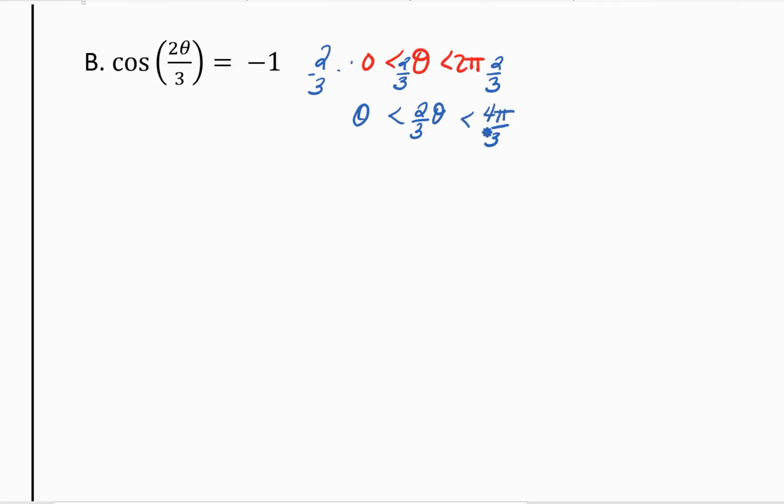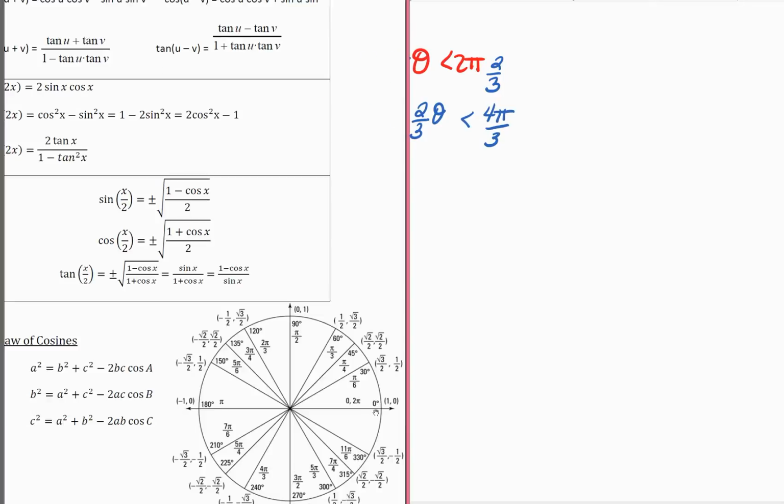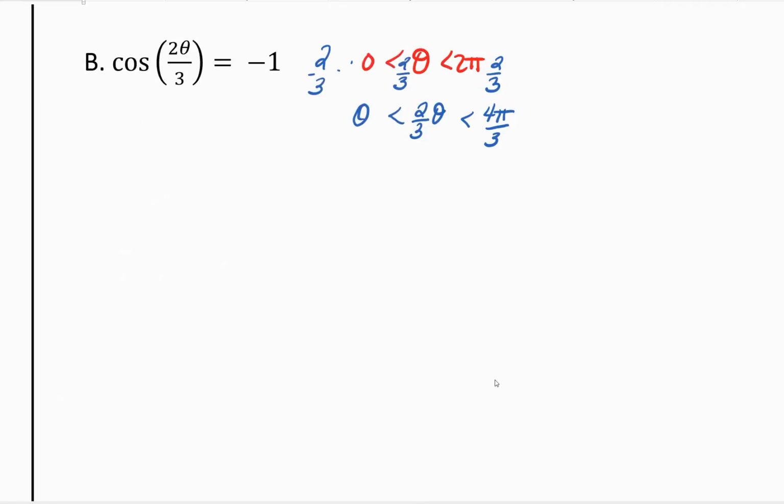Now 4 pi over 3, that's not even a full time around the circle. Here, we're only going to be looking for angles between 0 and 4 pi over 3, where cosine is equal to -1. So let me say that again with this up. Between 0 and 4 pi over 3, so we're going to stop here, where cosine, the x value, is equal to -1. And that only happens in one place. It only happens here at pi.